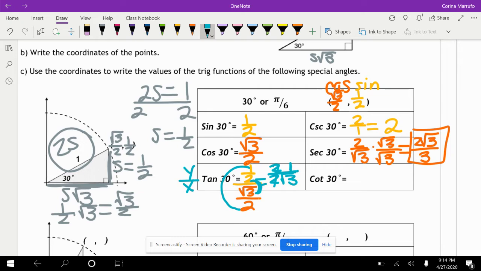Okay, so before I rationalize it, I'm going to flip it real quick for my cotangent. If I flip 1 divided by the square root of 3, it becomes the square root of 3 over 1. And then the square root of 3 over 1 is just the square root of 3. Okay? And the reason I did this is so we don't have to rationalize all over again. Square root of 3.